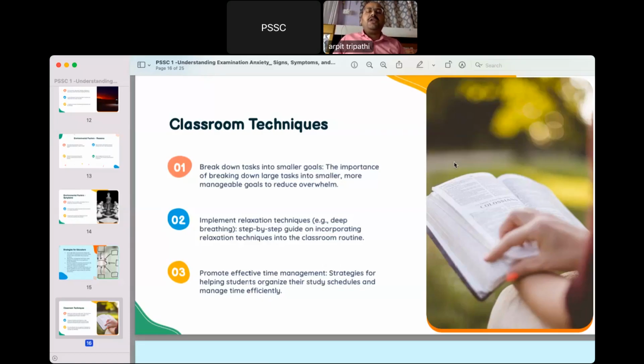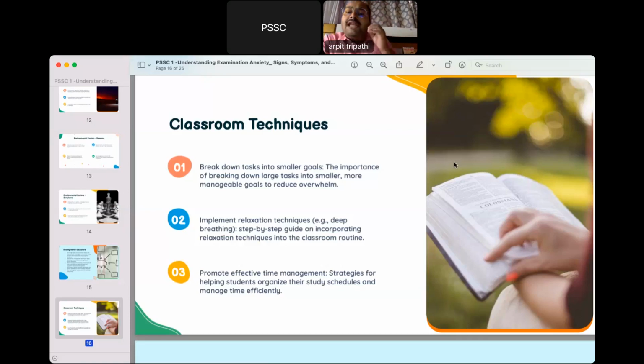Take 2 to 3 normal breaths. Take one long deep breath in, and slowly breathe out. Again, take a deep breath in and slowly breathe out. Once you do this 2 to 3 times, you will find so much difference in yourself.